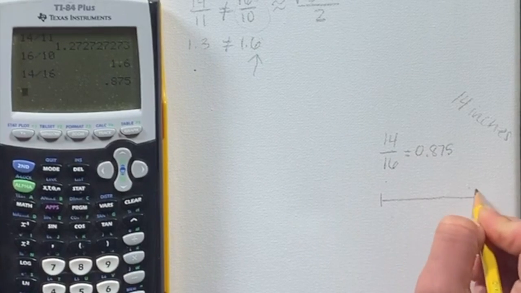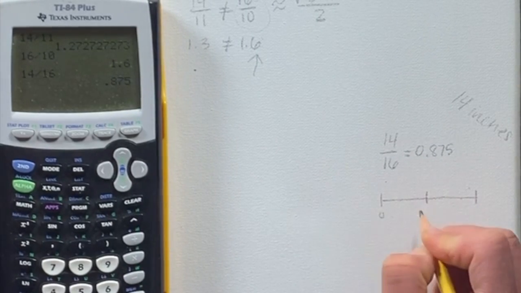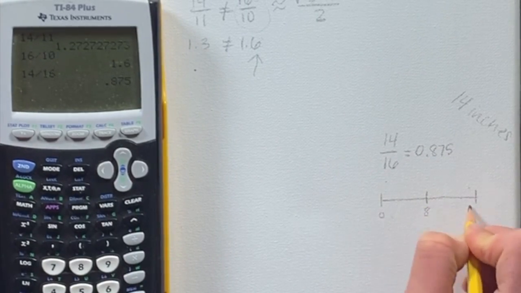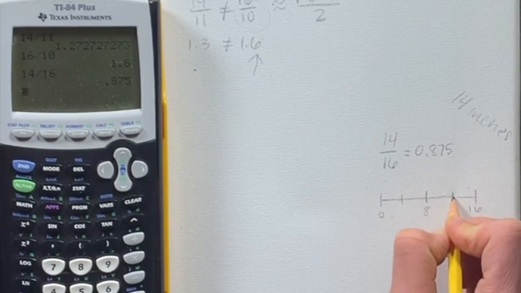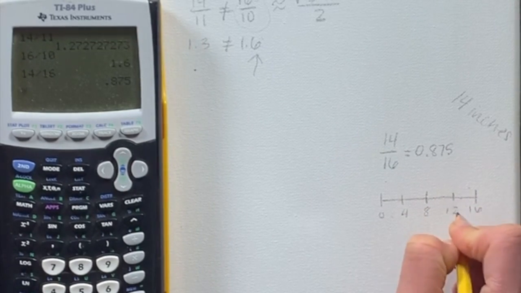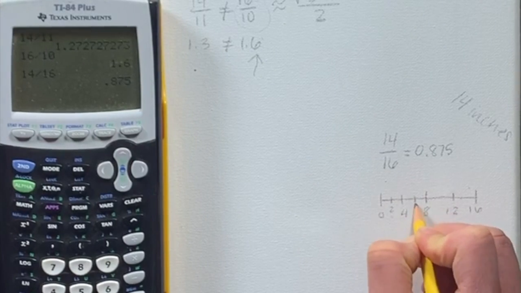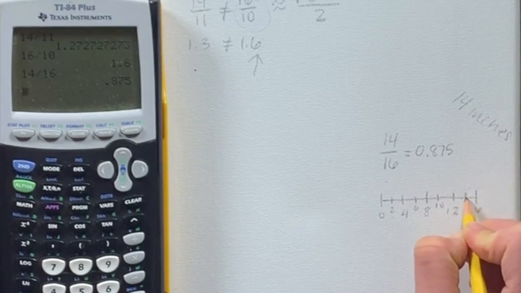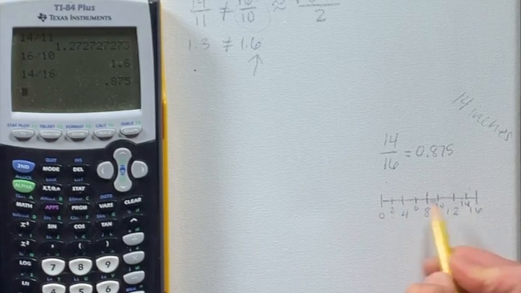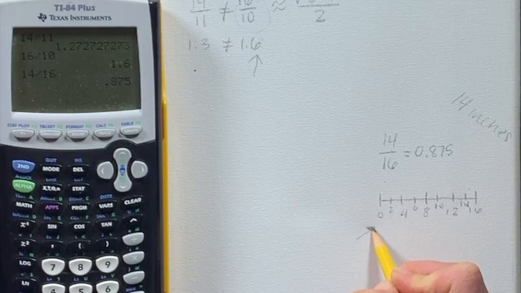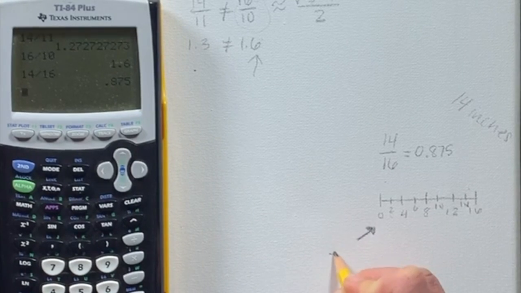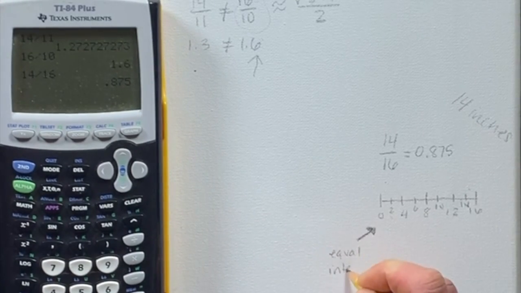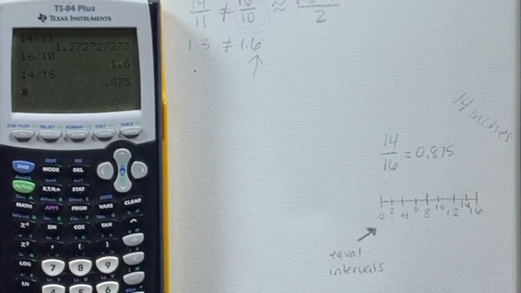Inches are broken into 16 parts: 0, 8, 16, 4, 12, 2, 6, 10, 14. This is a really good skill to practice if you're looking for something to practice: creating number lines that have equal intervals. It's really important when you're graphing, because if you don't have equal intervals, then it's not proportional.